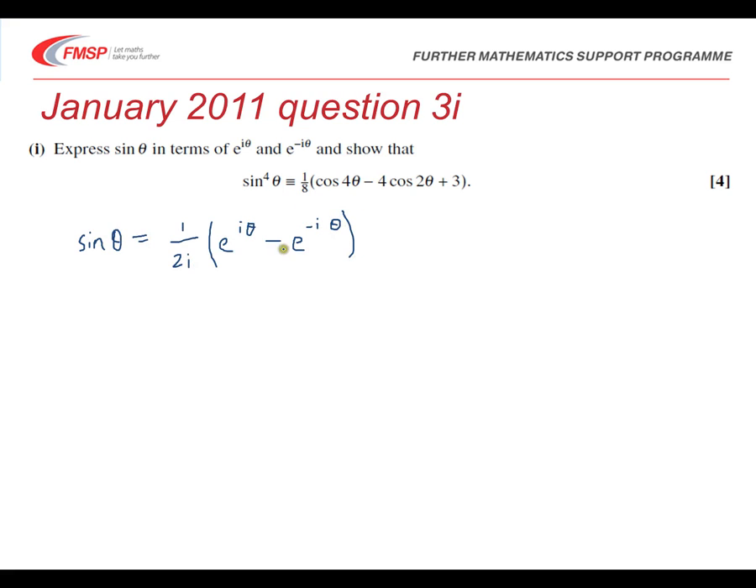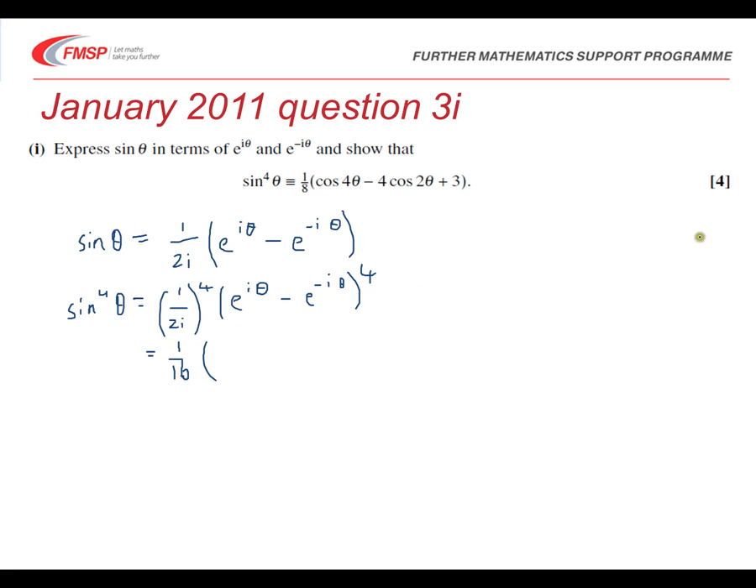Once we've done that, we can use that to find what sin to the 4 theta is. So sin to the 4 theta is this whole thing raised to the power 4. So I've got my fraction raised to the power 4, and then I'm going to raise this bracket to the power 4. Now 1 over 2i all to the 4, 2 to the 4 is 16, i to the 4 is 1, so this fraction is just a 16th.